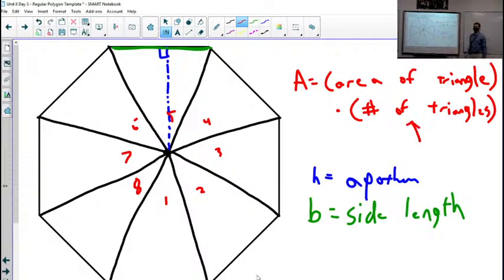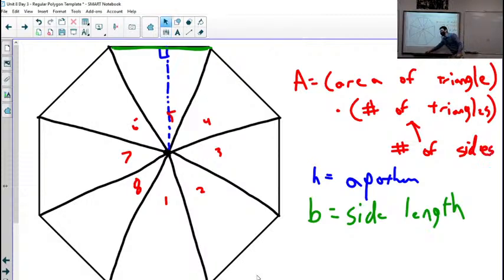What controls how many triangles I have? How many sides I have. And the reason that happens is because each of my sides is going to be a base of one of the triangles. So since I have 8 sides, I should wind up with 8 bases of my triangles and 8 triangles. So I'm going to have this 1/2 base times height formula, and then I'm going to multiply that by the number of sides, because that's how many triangles I'm going to have.